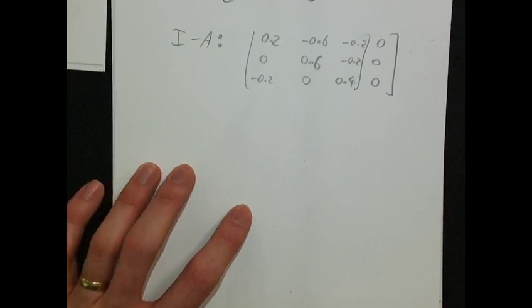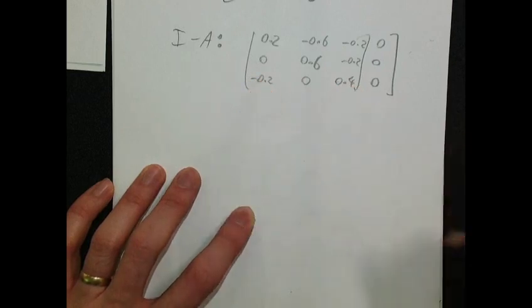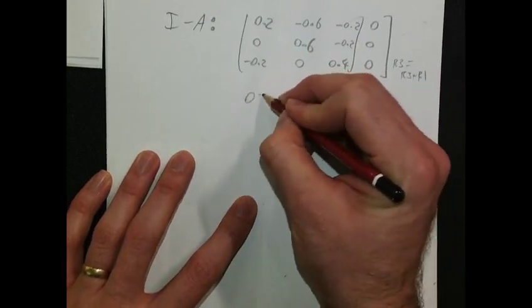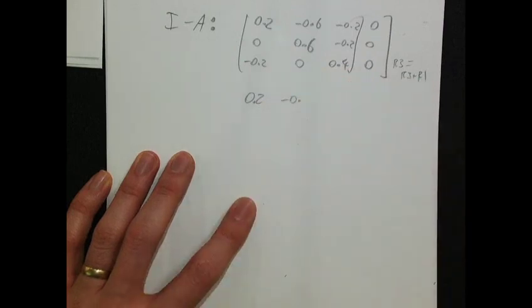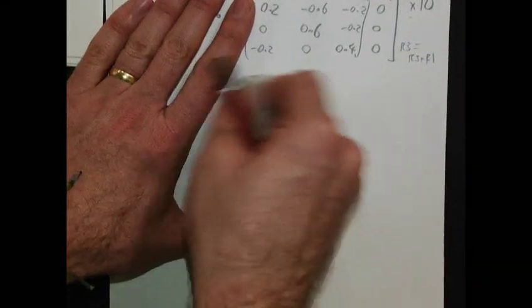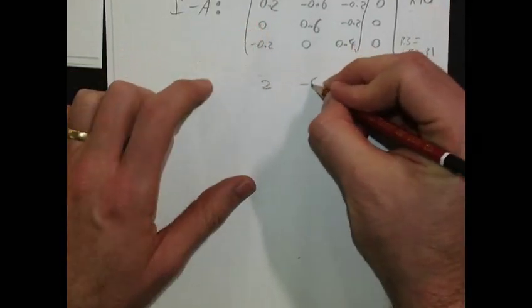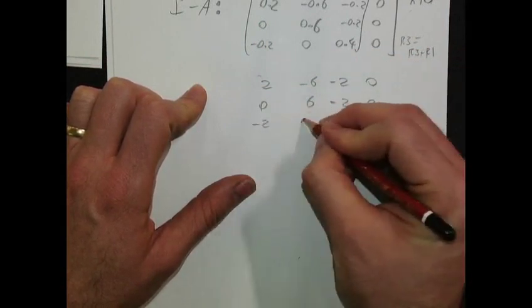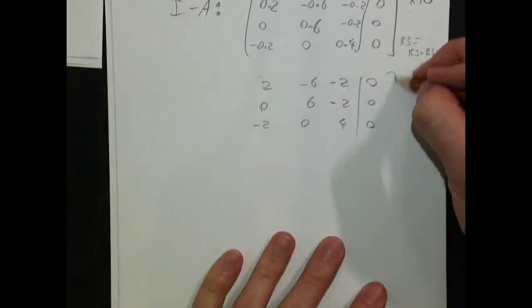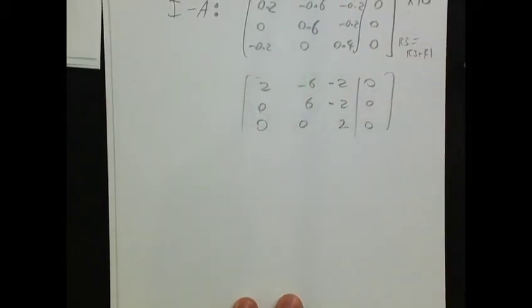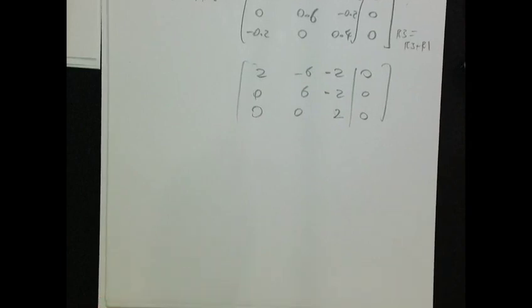Well, I know I can make a 0 here by doing row 3 plus row 1. My new row 3 is row 3 plus row 1. And I might just times everything by 10, if you don't mind, because then it'll get rid of all my decimal places. So 2, minus 6, 2, 0, 6, 2, minus 2. And then when I add them together, I'll get 0, 0, 2, like that. And then I could divide everything by 2, because that would just make my life easier as well.